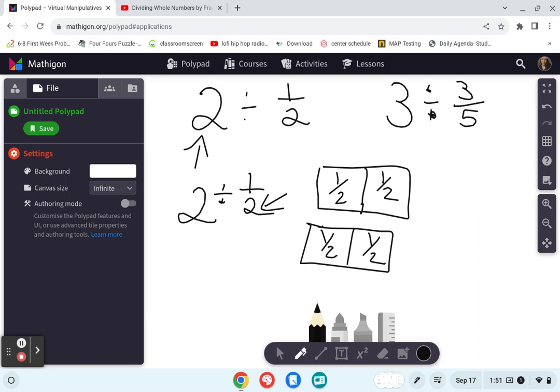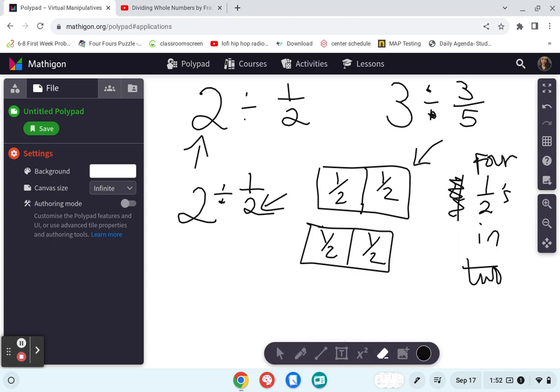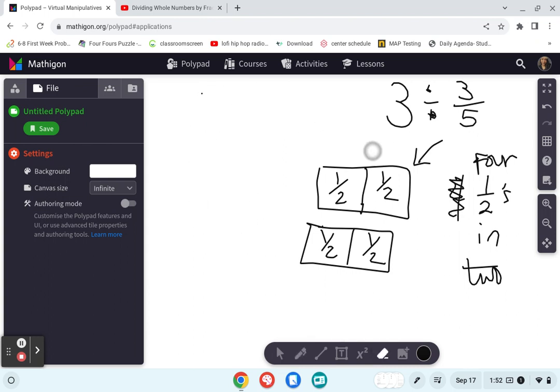So how many halves are in 2? Well, if you said there are 4 1/2s in 2, you are correct. And this makes sense because there are 2 halves in 1 whole. All right. So now I hope you understand what it means when we are dividing by a fraction. Let's go ahead and look at our next problem.